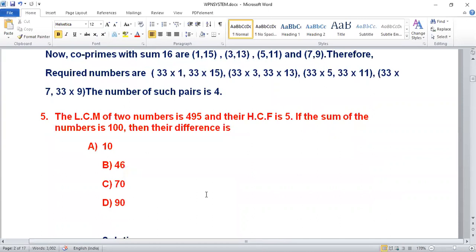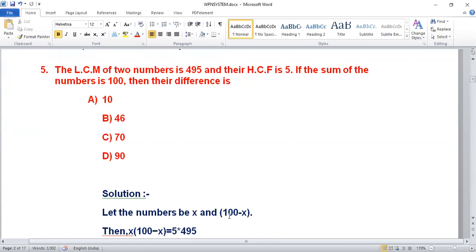Okay, let's move on to question number 5. The LCM of two numbers is 495 and their HCF is 5. If the sum of the numbers is 100, then you have to find their difference. LCM they have given you, HCF they have given you. Sum of two numbers is 100. Let one number be x, the other will be 100 minus x. If you use that formula, HCF multiplied by LCM equals first number into second number, we get x into 100 minus x equals HCF 5 into LCM 495.